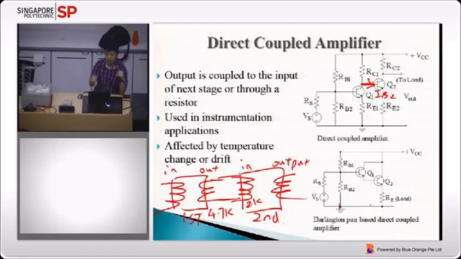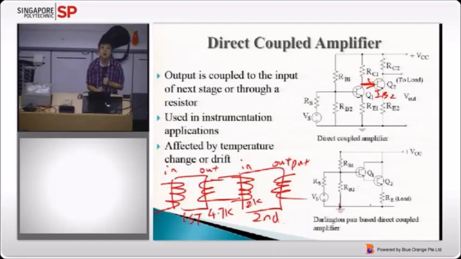Okay? And this is a disadvantage, meaning it does not allow maximum power transfer, because of the mismatch of the impedance between your first stage output and your second stage input. It's called a mismatch of impedance. Clear? Any questions so far? Any more disadvantage? No.